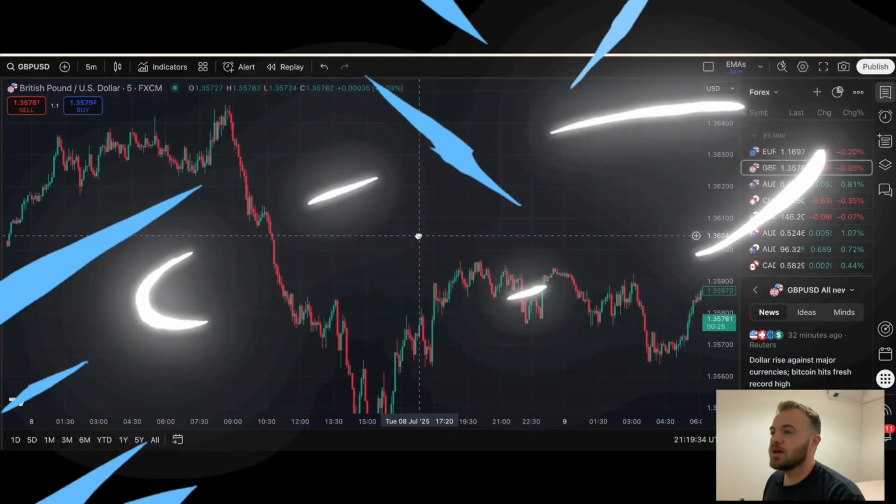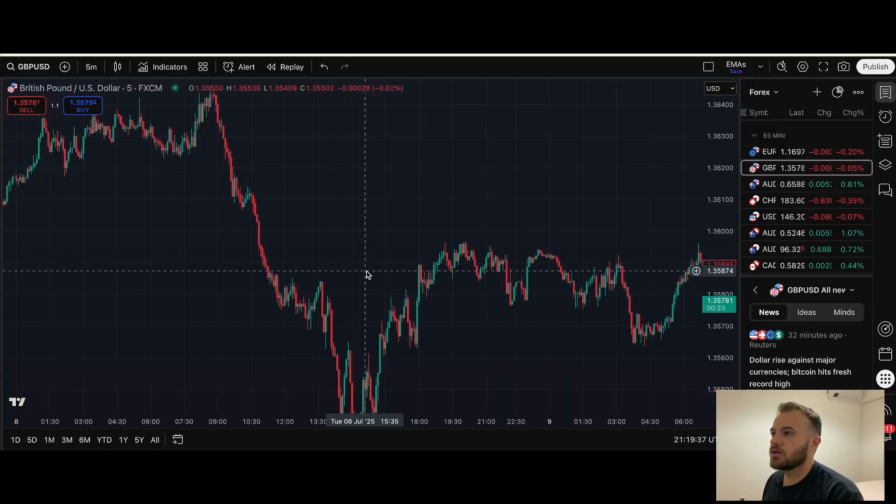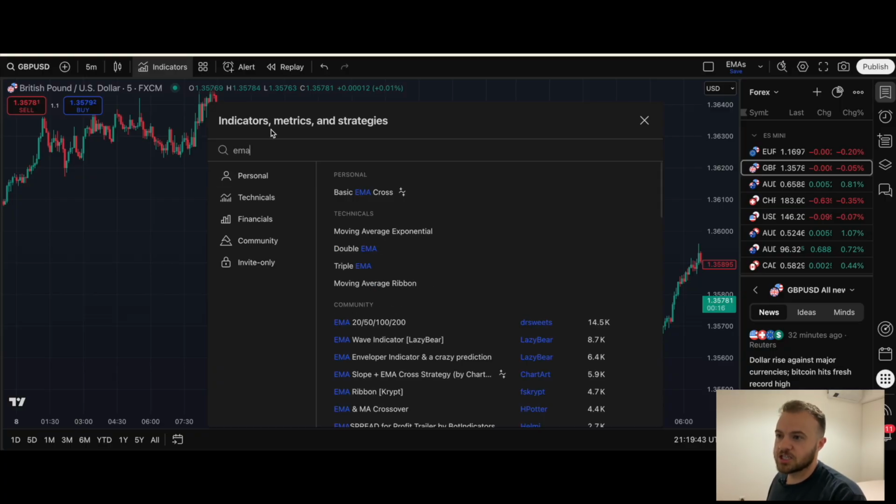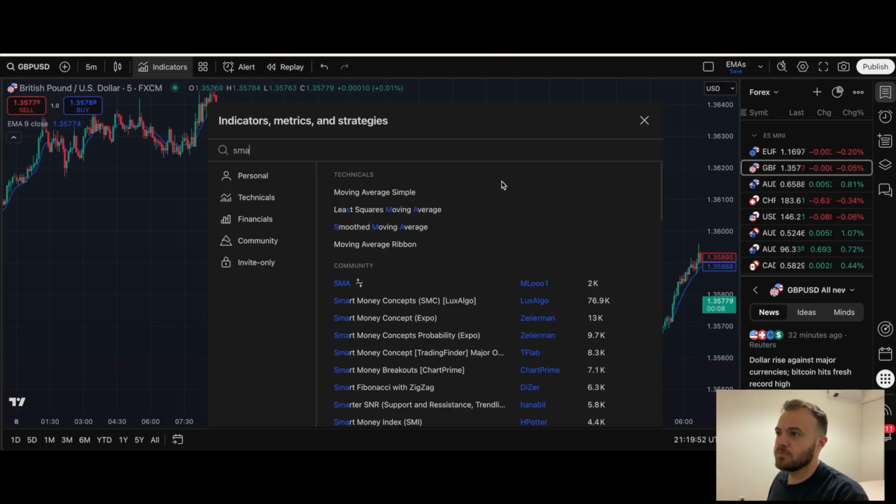Now I'm going to show you how to add these to your charts in TradingView. So if you want to add these indicators to your chart, you're going to go up here to indicators and search for EMA, moving average exponential. That's what you want. The first thing I want to do is show you the difference in an EMA and an SMA, moving average simple.